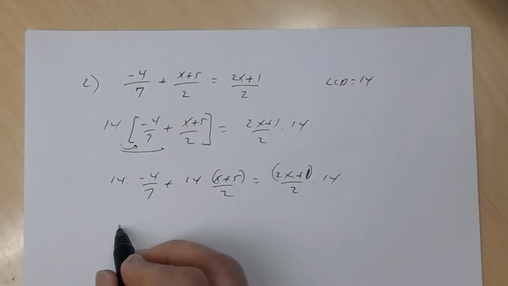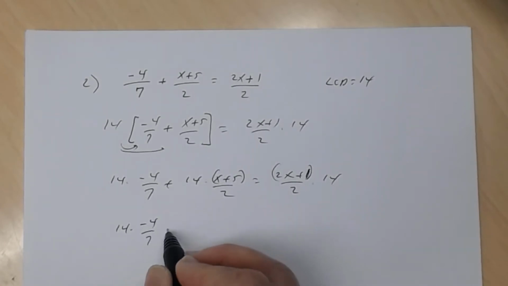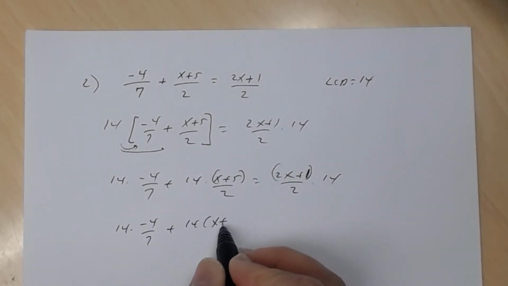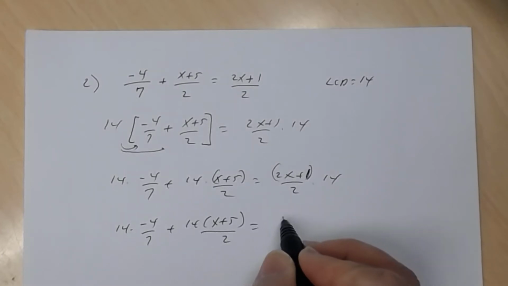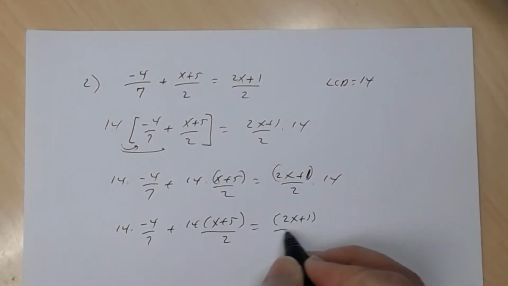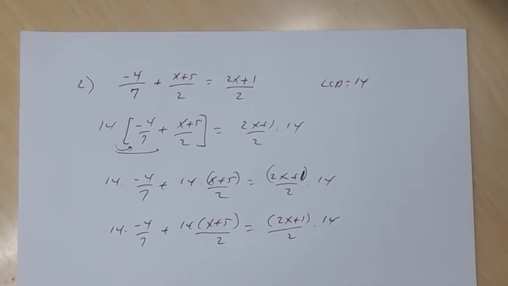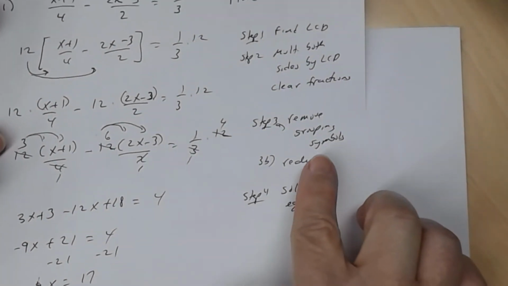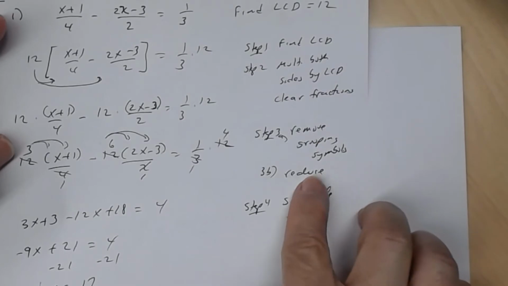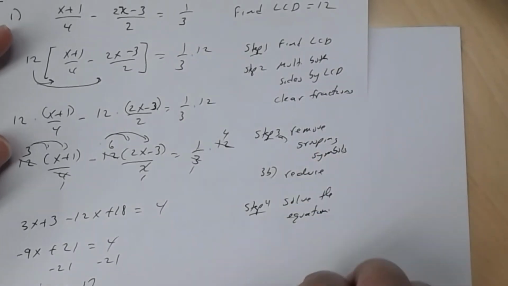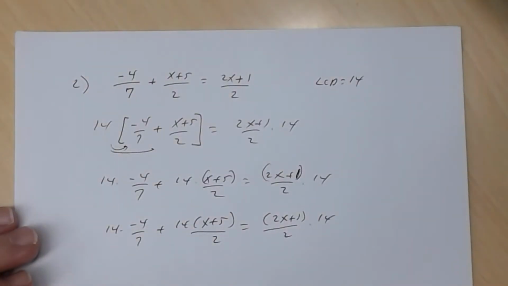Okay, now we'll go ahead and rewrite this over. And then I'm going to reduce. So the next step is to reduce. So the next step is to remove the grouping symbols. Now let's go ahead and reduce.